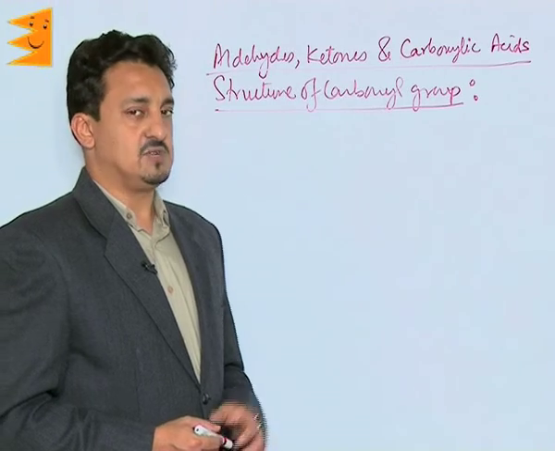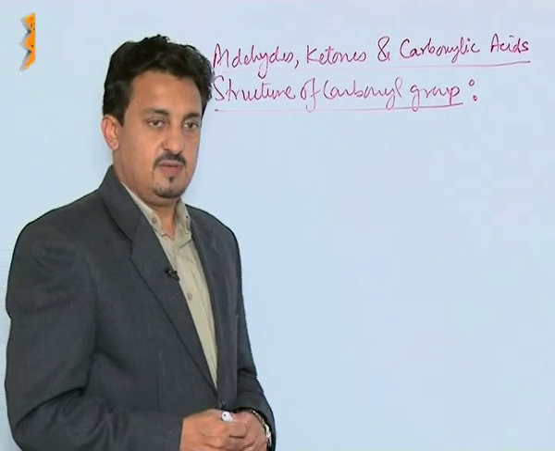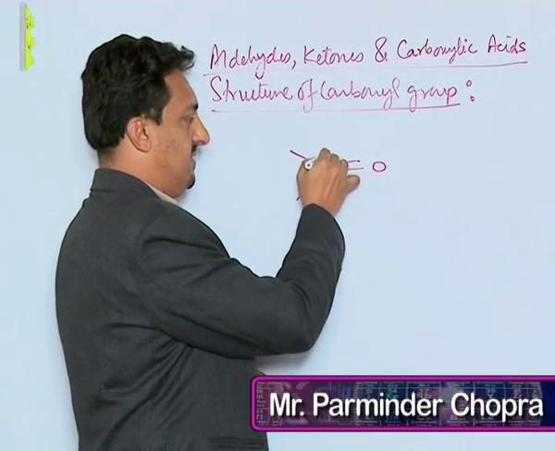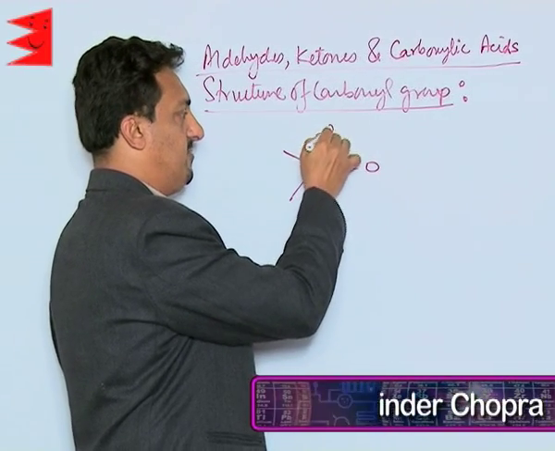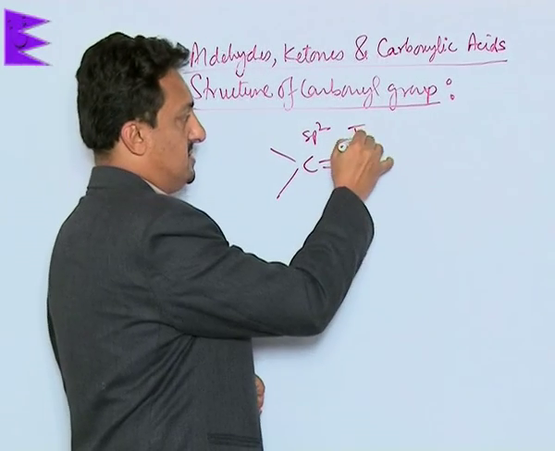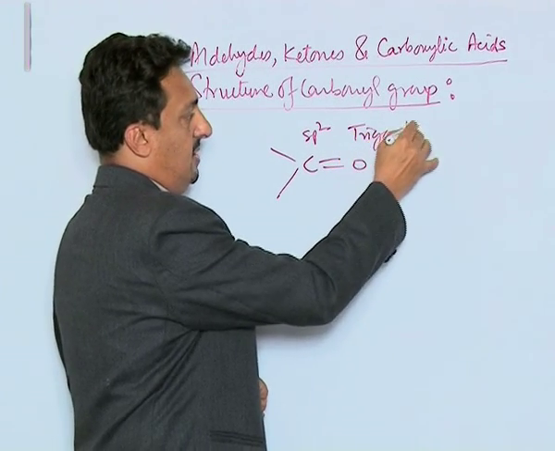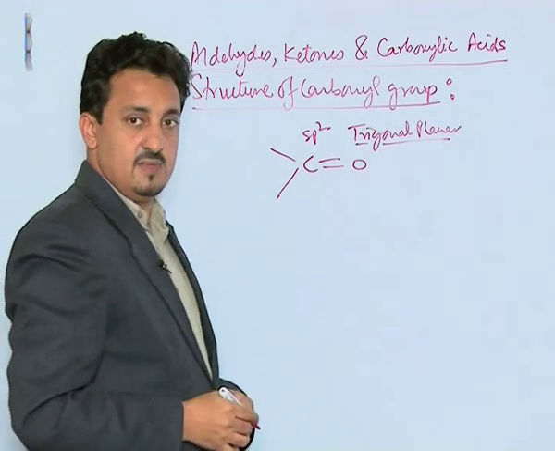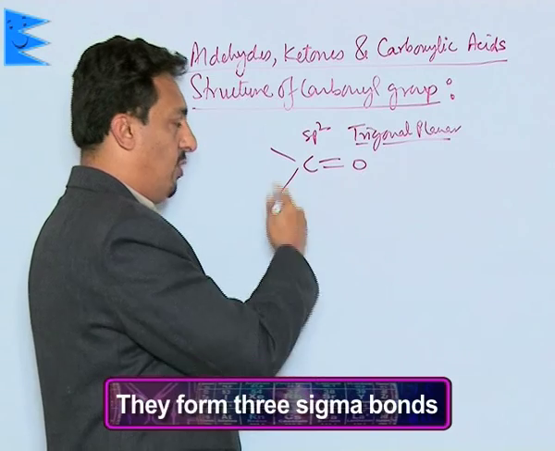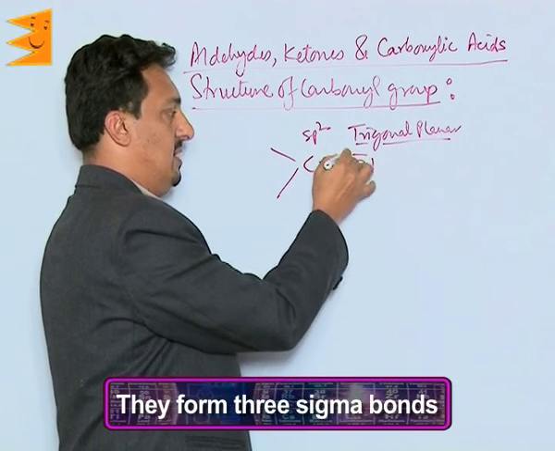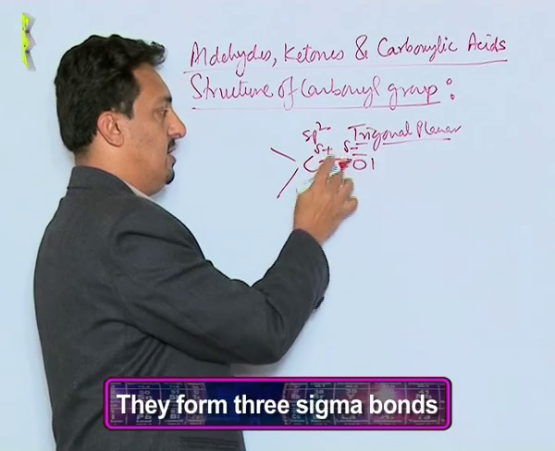Now let us see the structure of the carbonyl group. See, carbonyl group is having sp2 hybridized carbon atom. Therefore, it is trigonal planar in structure, and that is why, moreover, this C=O is highly polar due to what?